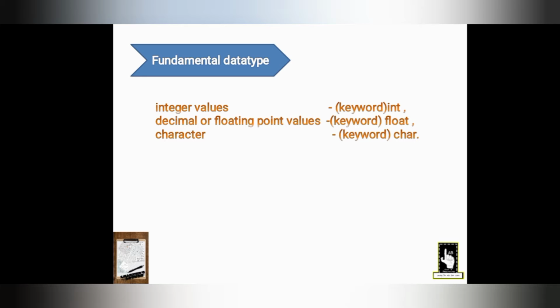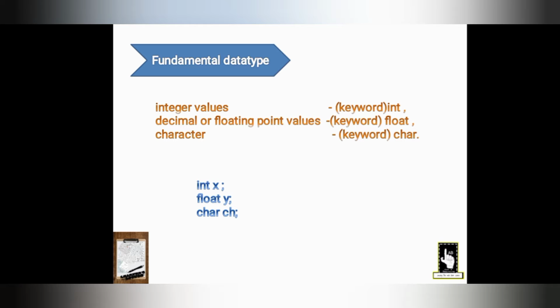Following are the declaration statements for different data types. The syntax for this is data type space variable. Consider int space x, where int is the data type and x is the variable name, which is of data type int. Float space y, where float is the data type and y is the variable name. Char space ch, where ch is the variable name and char is the data type of the variable.